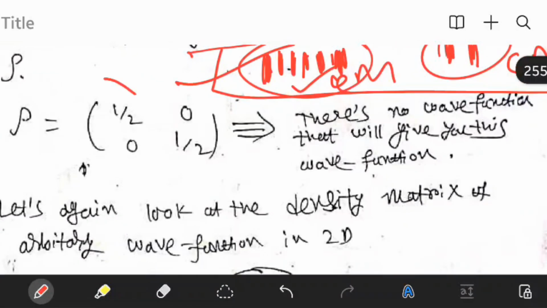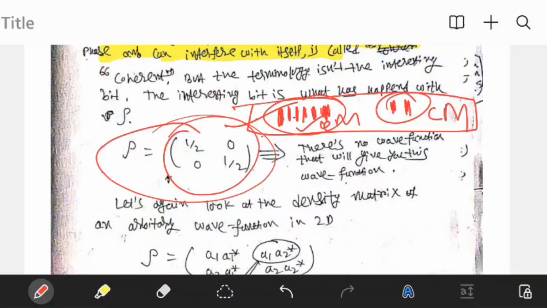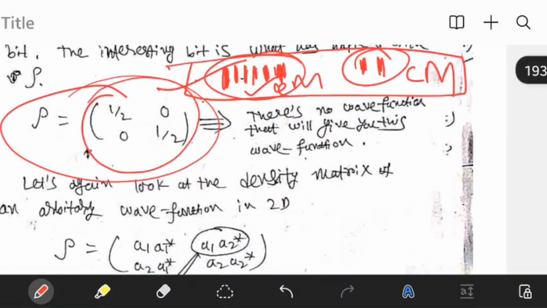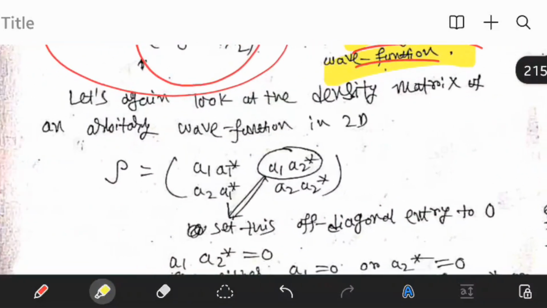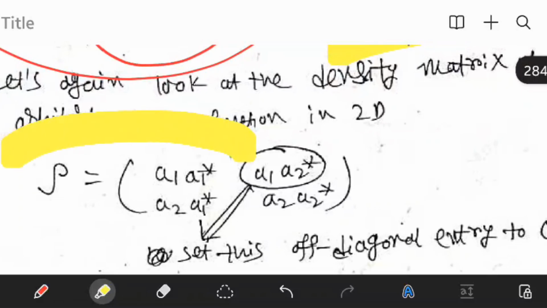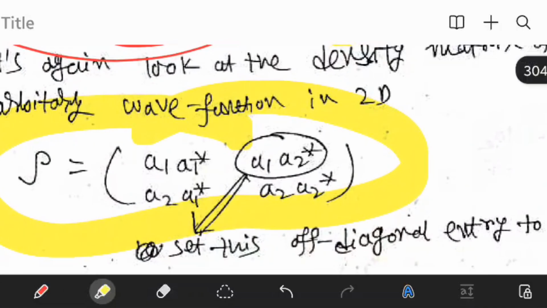So for this energy density matrix, we need to consider a wave function. Now, which wave function will give you this energy density matrix? The answer is nothing. No wave function exists that will give you this pattern. So let us again consider the original energy density matrix in the 2D case for an arbitrary wave function.